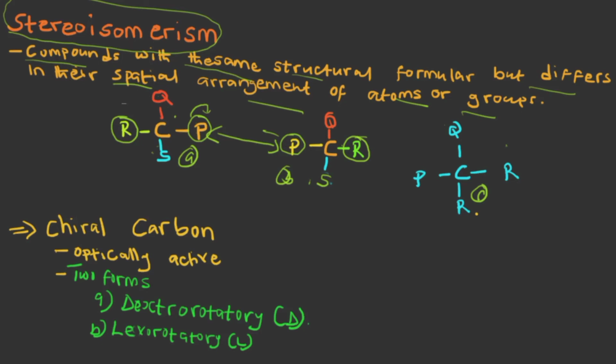Okay, so this phenomenon of stereoisomerism only happens in compounds that have a carbon called a chiral carbon. Chiral carbon. And what do we mean by chiral carbon? A chiral carbon is a carbon that has 4 different groups. So let's see.